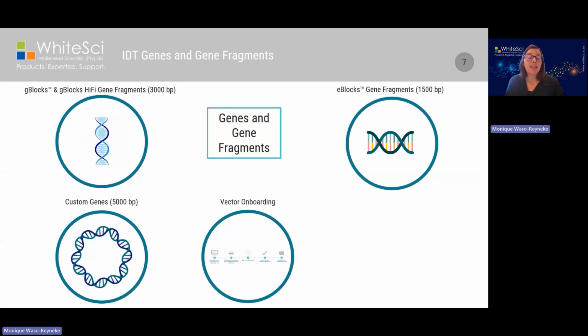Then very exciting, IDT has launched their vector onboarding service. So if, for example, you have a vector that you are using in the lab quite often, and you want to clone multiple gene fragments into that vector for certain experiments, you can now onboard your vector with IDT. Now, with this service, what you would do is go onto the IDT portal, log into your account, and then go onto the vector onboarding tool.